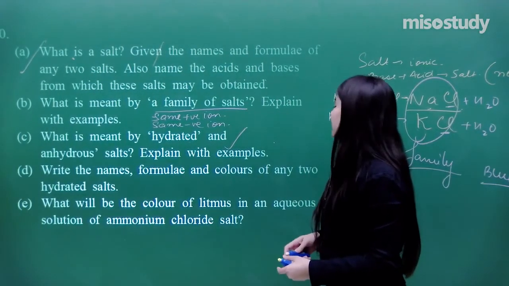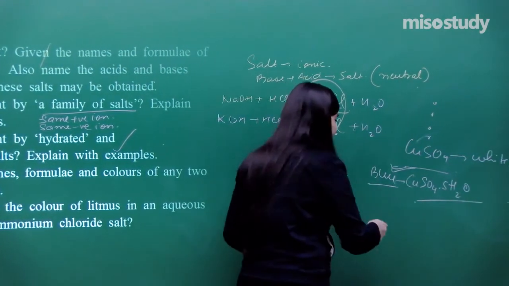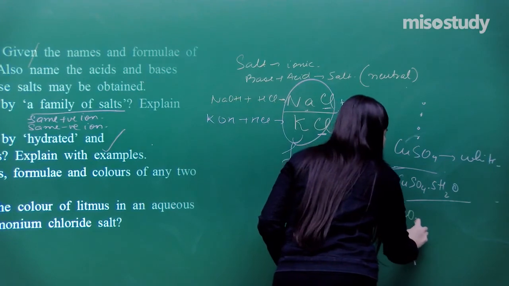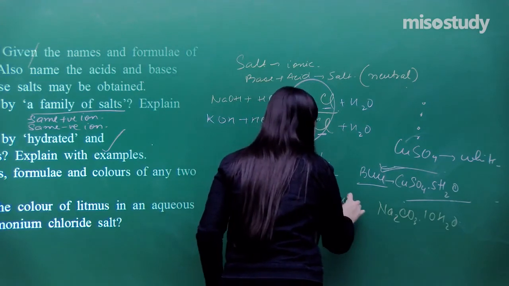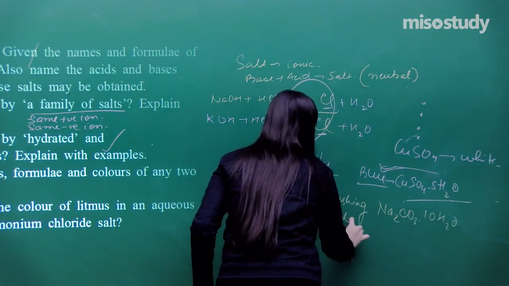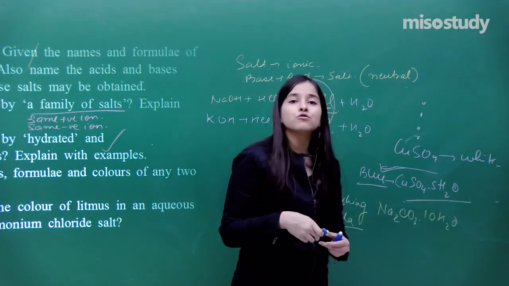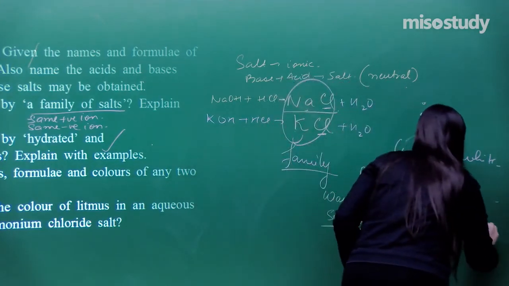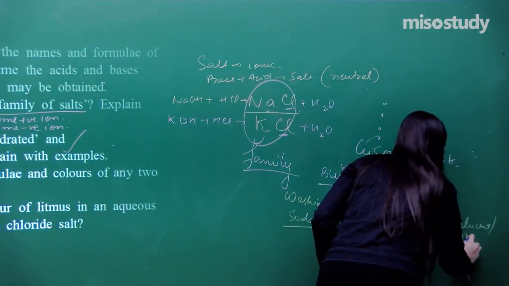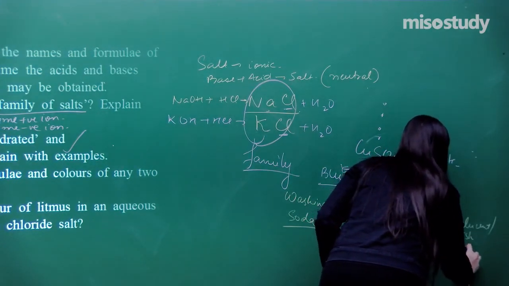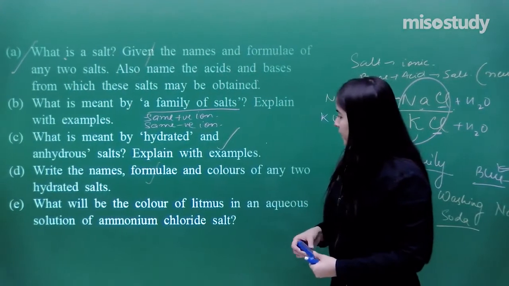Write the names, formula and colors of any two hydrated salts. I just told you about the copper sulfate. Yes. One more that I can take is, we just discussed, Na2CO3.10H2O. What is this? Washing soda. Yes. What probably can be the color for this compound? So washing soda is kind of whitish transparent, or I can say just translucent crystals, right? So these are somewhat translucent or maybe whitish crystals, right? Fine. Okay. Now that is the D part which has been done.